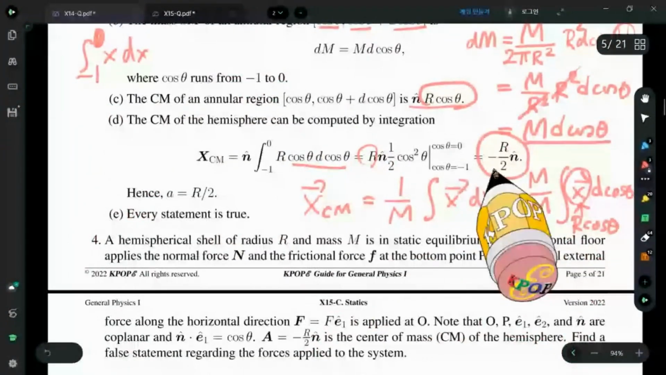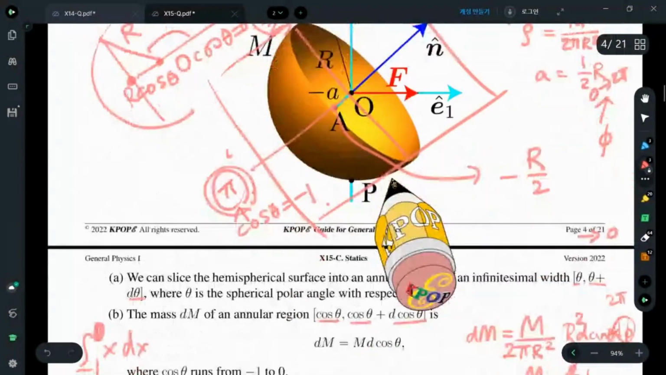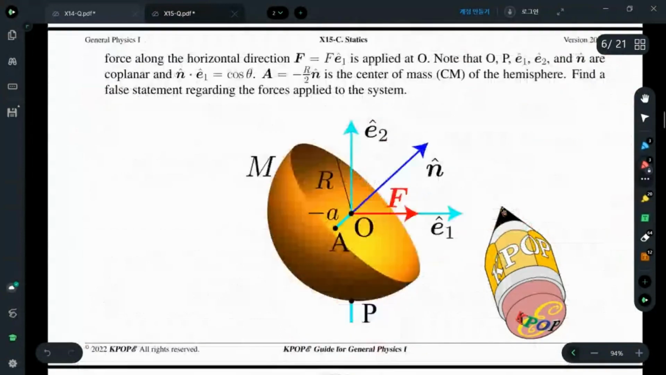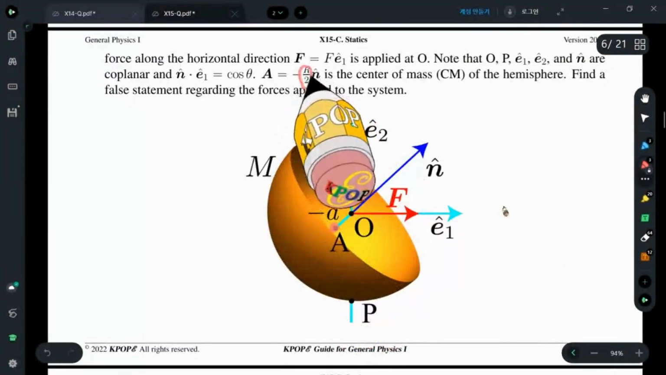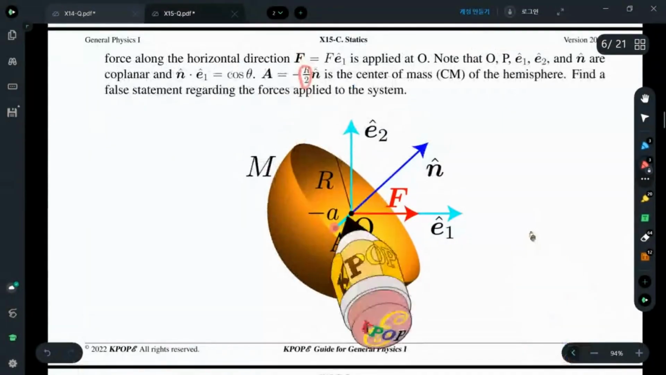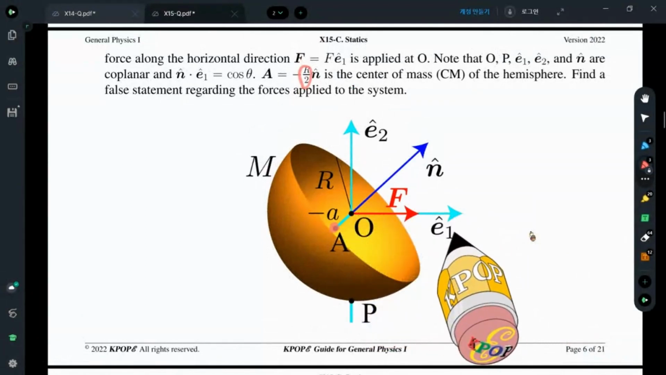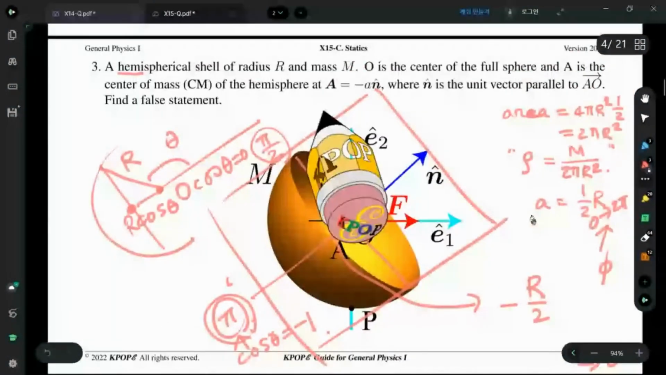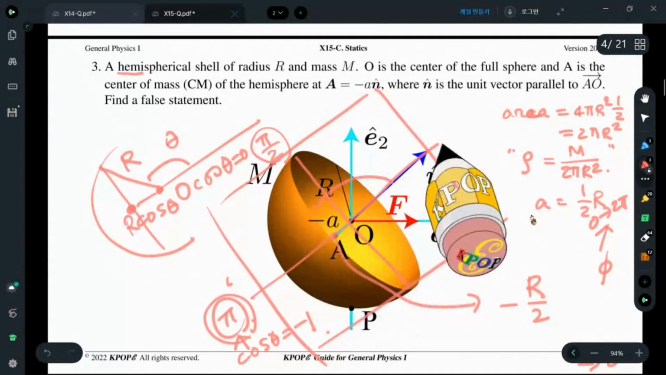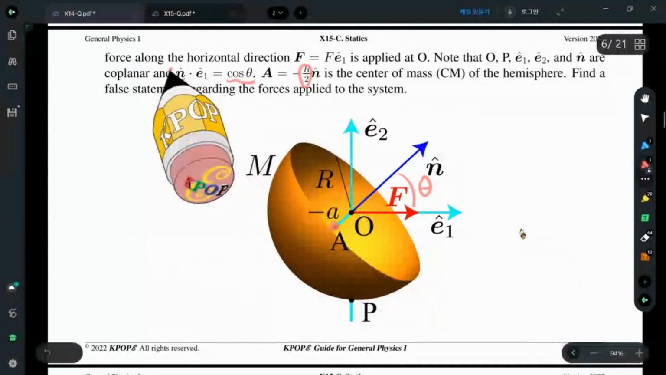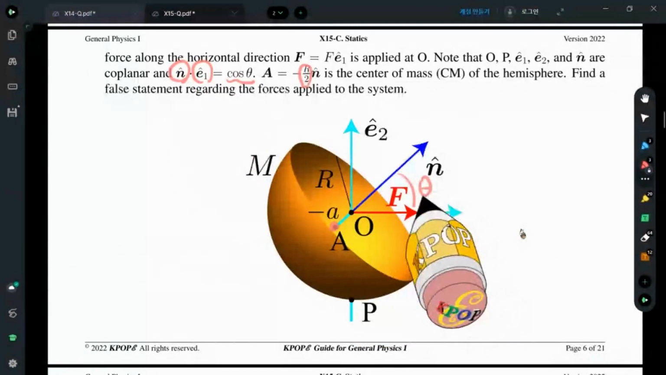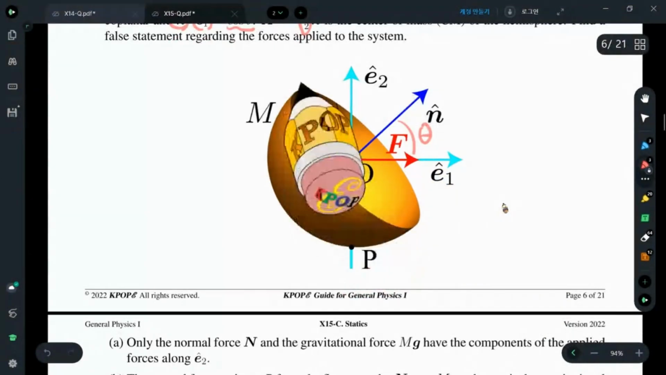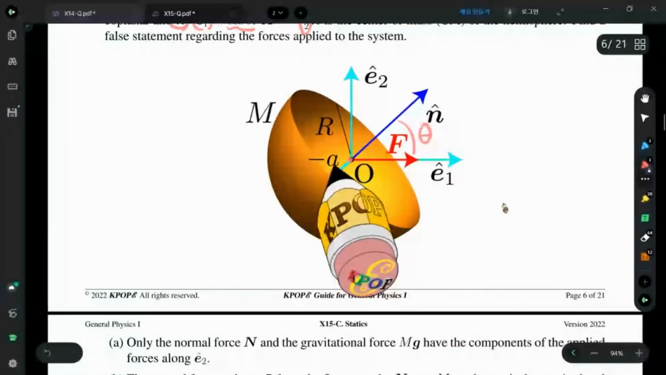So without integration, we cannot know where the center of mass of this hemispherical surface is. Now we know what the center of mass of this hemispherical surface is. Using this fact, we know this position is half of the radius. If you choose the horizontal direction to be the E1 direction, and this angle is theta, now theta is redefined. When we evaluated the integral, we measured angle theta from the n axis. Now we choose n hat dot E1 hat, where E1 is the horizontal direction. This is the theta in this problem. We know this position is just backward from the original center of the whole sphere, just a half of R.